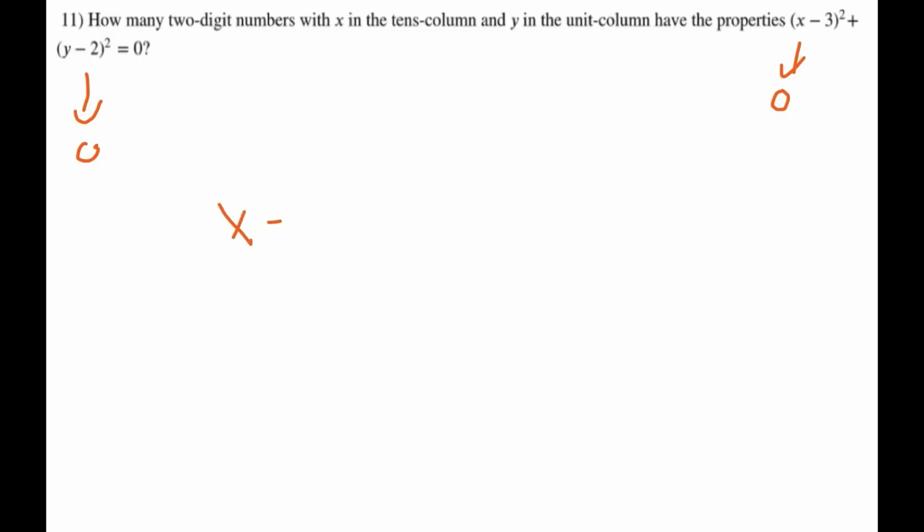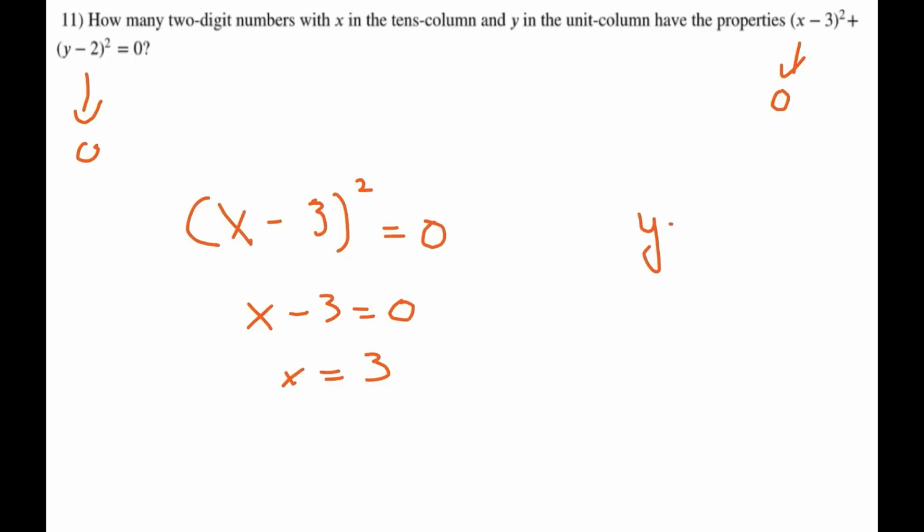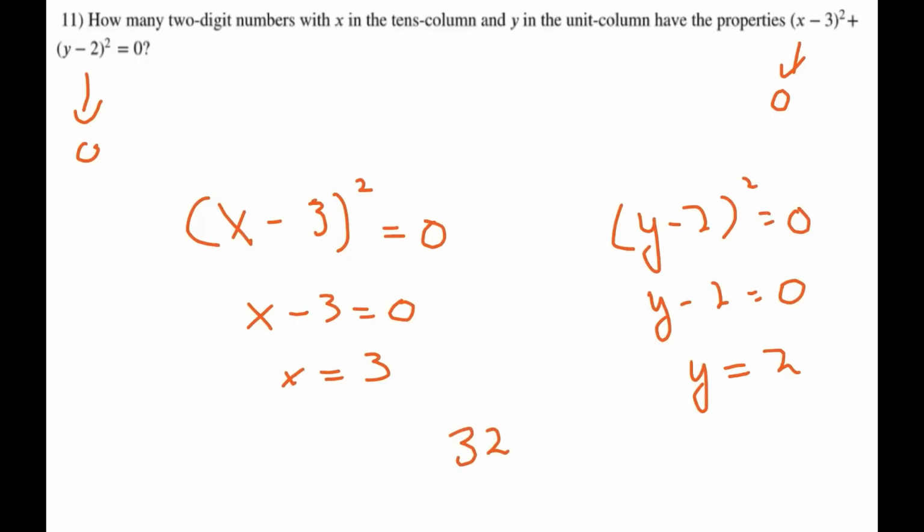For (x minus 3) squared to equal 0, x minus 3 must equal 0. So x is equal to 3. Similarly, for (y minus 2) squared to equal 0, y minus 2 must equal 0. So y is equal to 2. There's no other way to solve this problem. So our 2-digit number that satisfies this problem is 32. So there's one 2-digit number that satisfies this problem. So our answer is 1.